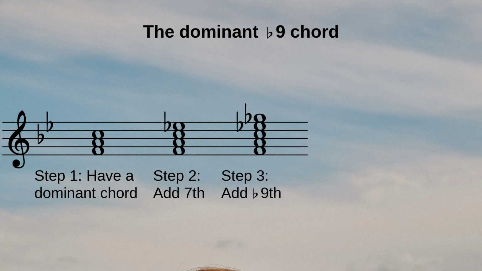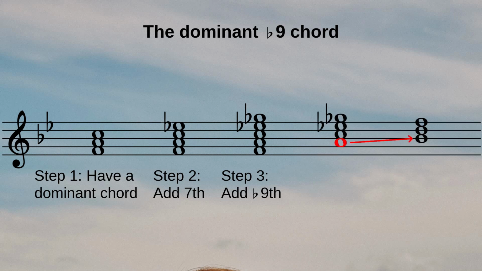The flat 9 strongly points down, so we now have 3 notes in our chord that pull us in a certain direction. In the case of an F7 flat 9 chord, the 3rd, A, leads up to B flat. The 7th, E flat, points down towards D or D flat. The flat 9, G flat, wants to resolve to an F.